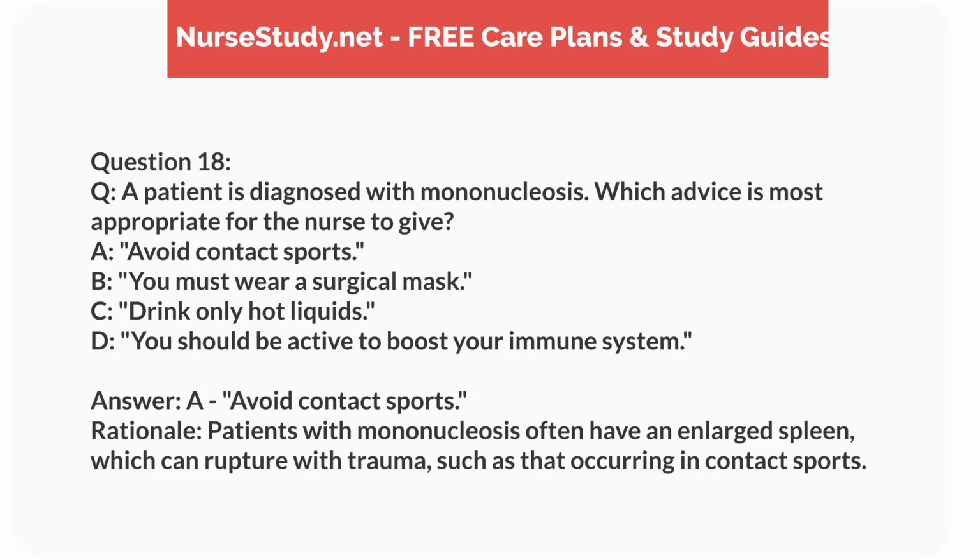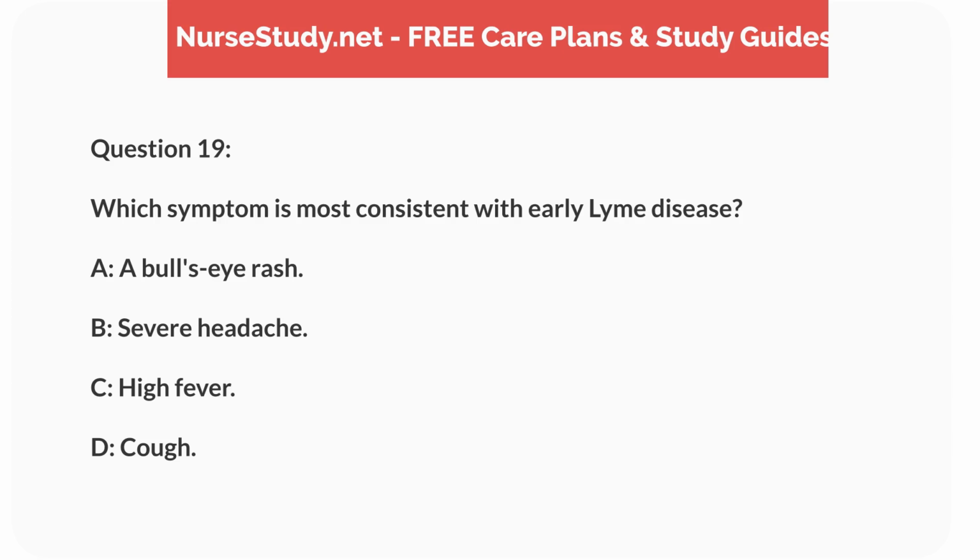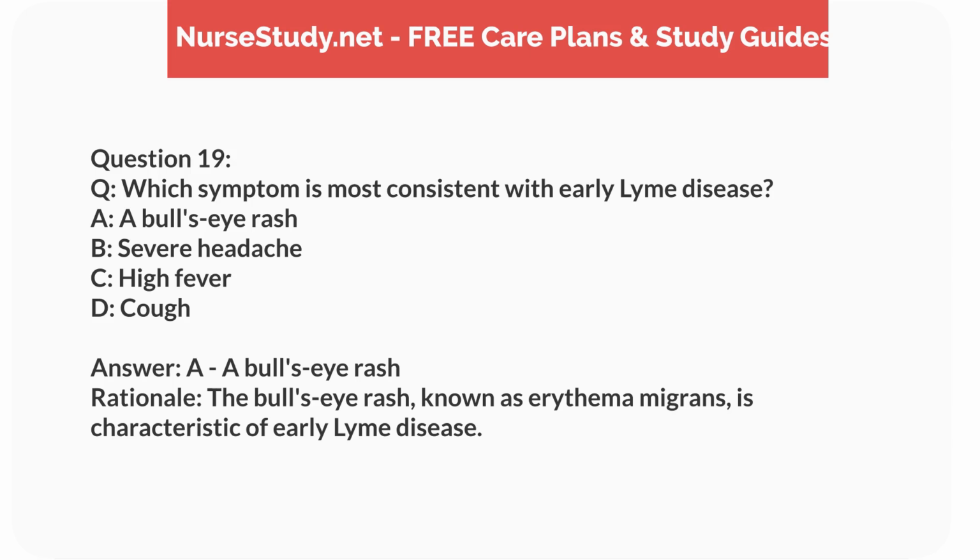Question 19. Which symptom is most consistent with early Lyme disease? A. A bullseye rash. B. Severe headache. C. High fever. D. Cough. Answer. A. A bullseye rash. Rationale. The bullseye rash, known as erythema migrans, is characteristic of early Lyme disease.